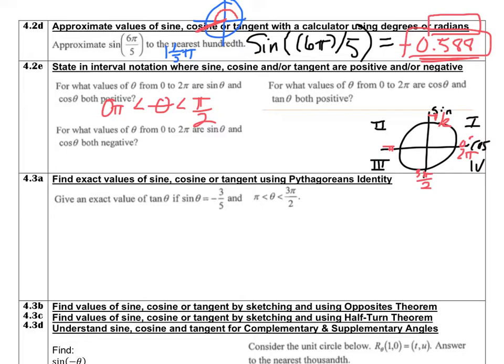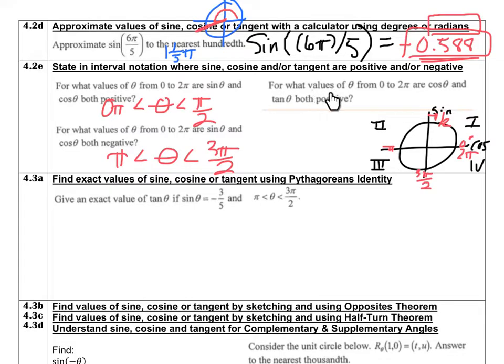The next question wants to know for what values of theta from 0 to 2 pi are sine and cosine both negative. That means x and y are both negative, so you'd have to go left and down. That's in quadrant 3, so that's going to be between pi and 3 pi over 2. So we'll just do pi as the smaller end, and then 3 pi over 2 over here. Again, I'm not going to put equals to here because these ordered pairs include a negative 1 and a 0, and 0 is not considered positive or negative.